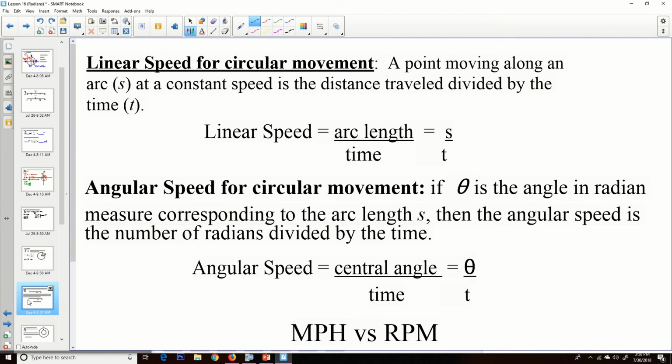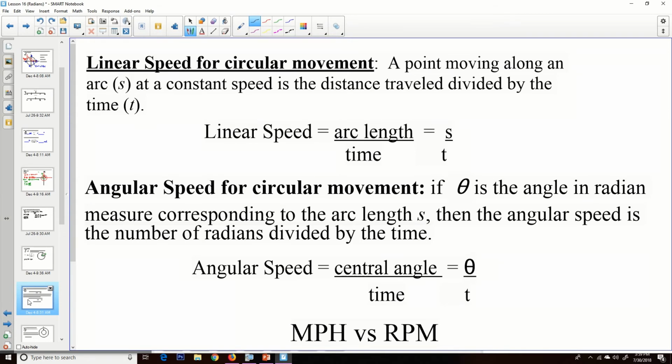All right, so let's move on to linear speed. Linear speed for circular movement. So you think of a point on a circle moving around and around. A point moving along an arc S at a constant speed is the distance traveled divided by the time t. So you find out how far that arc length is, and in most cases, the arc length is multiple circles. So you just find the distance that point has traveled and you divide by the time it takes to travel, just like regular speed, and you're done.